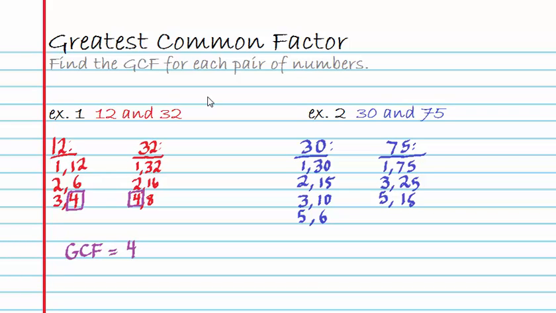I'm going to try 6, 7, 8, 9, 10, 11, 12, 13, 14. All of those numbers do not go into 75, and you have to make sure you go until you reach 15. So I went until I tried all the factors up to the number 15. So now I just need to identify my greatest common factor. In this one, it would be 15. 15 is the biggest number that goes into both 30 and 75. So my GCF for example 2 is 15.